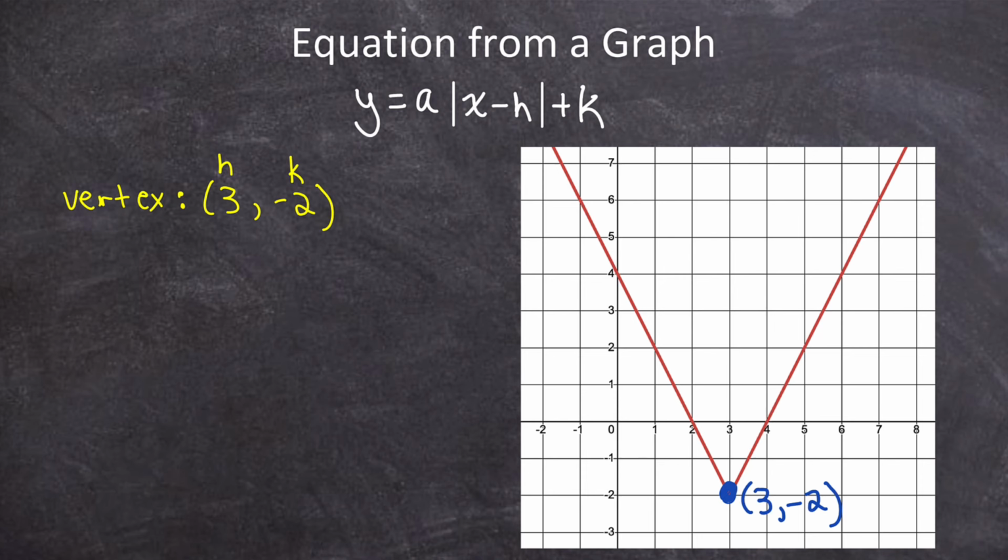Picking any 2 points on that right side of the function, for example, those 2 points, the slope is up 2, right 1. So the slope is 2, meaning the a value is 2.